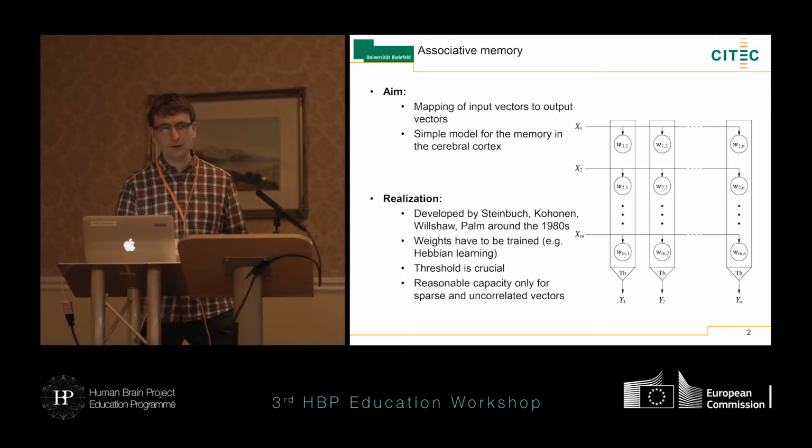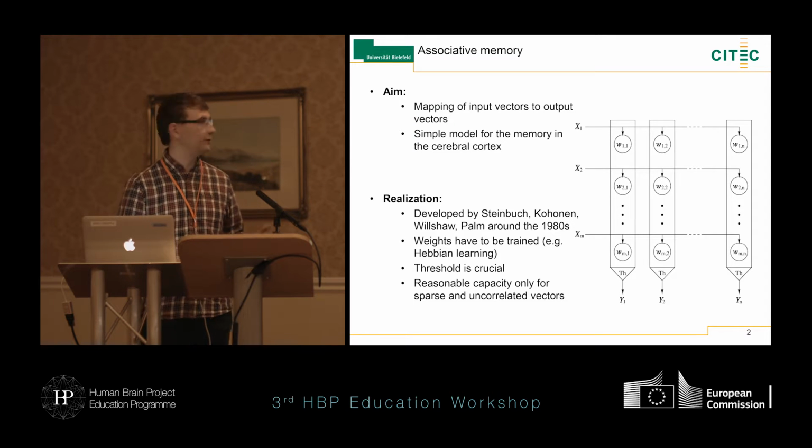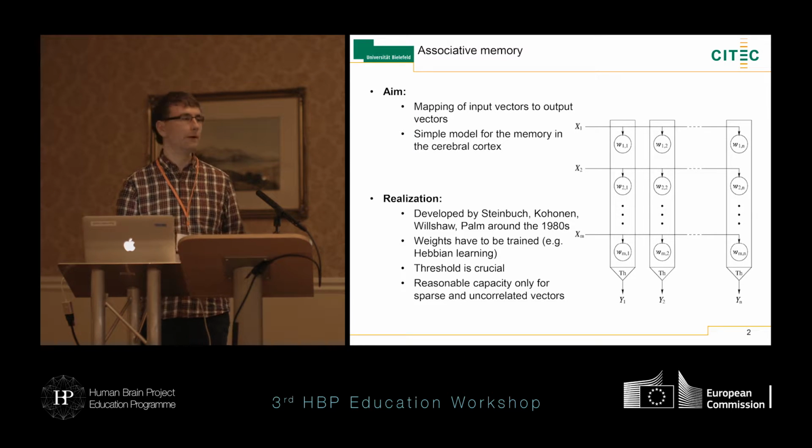How is this realized on a neural network? These boxes are somehow the neurons. We have the neuron weights, and every neuron is connected to every input. We sum over all the inputs connected with the weights. At the end, we have some sort of threshold, and we get our output.